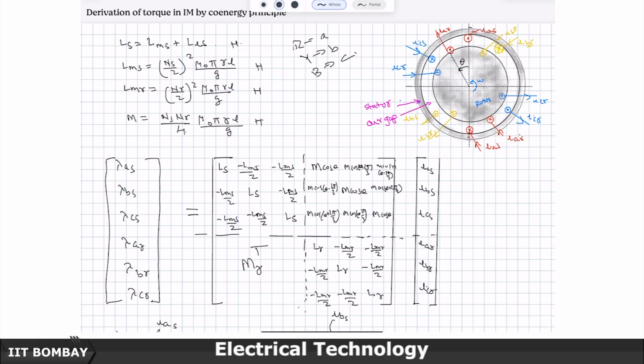Maybe I can just, instead of writing it like this, indicate on this. The red color is mapped to A phase, the yellow color is mapped to B nomenclature, and the blue color is mapped to C nomenclature. Okay. Now, this covers the 3-phase winding on the stator.